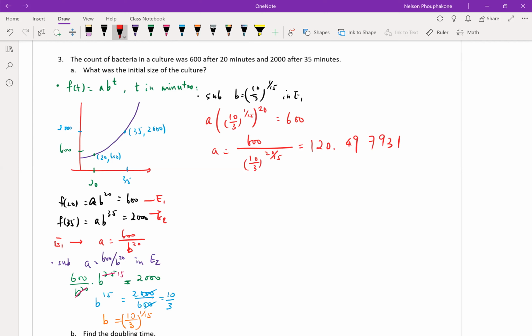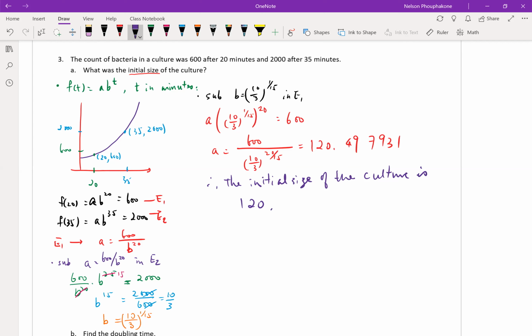Okay, now to this problem, we would like to find the initial size. So, in this case, we could make the conclusion that the initial size of the bacteria culture, or maybe of the culture, is 120. Now you will see that I will not write down 120.5 because again, bacteria, you could not count half of it, right?